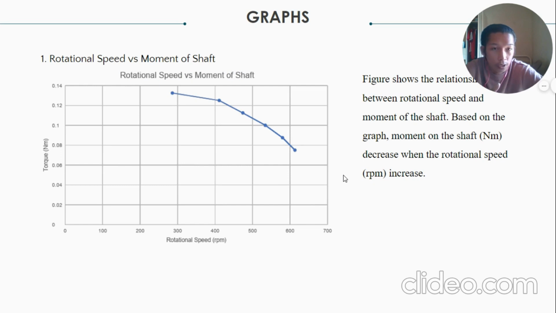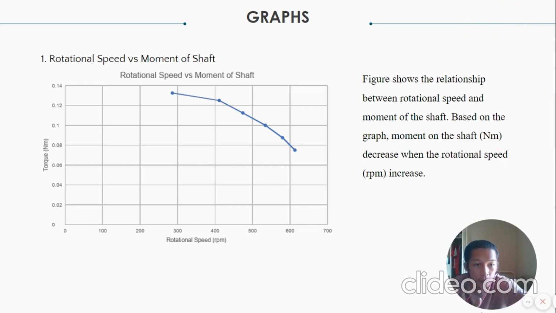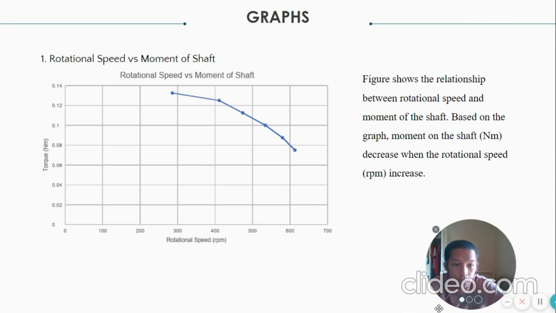Then for the first graph that we obtained from the data given, this is the rotational speed versus moment of shaft, and based on the graph, we can see that the moment on the shaft decreases when the rotational speed increases.